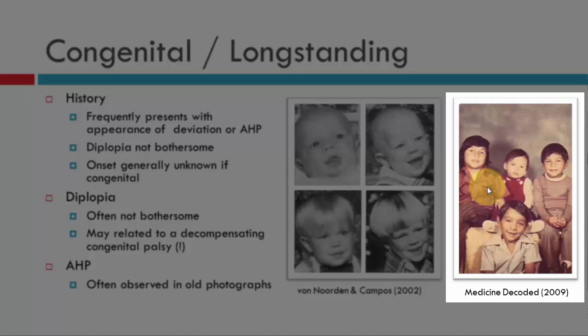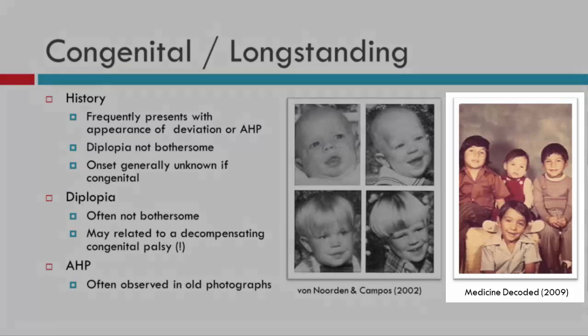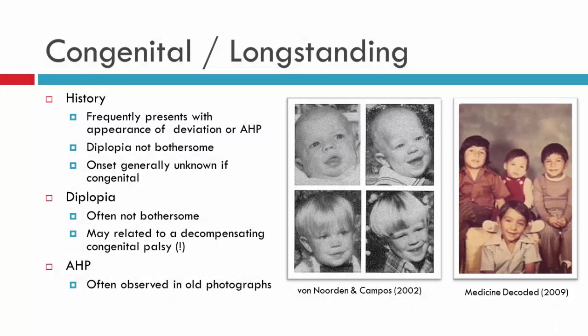But again, in this instance, we've got confirmation that the individual had this problem early on in life or as a child. If they present to us as an adult and we're trying to work out whether this is long-standing or congenital versus a recently acquired palsy, look at the head posture and look at the family album should you have doubts about the onset.